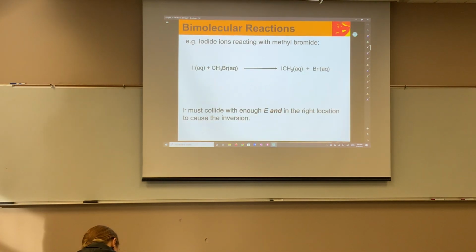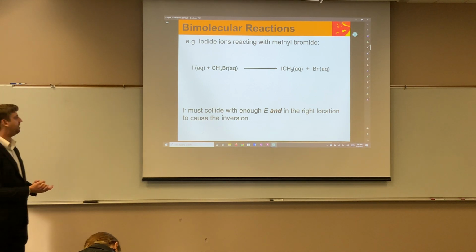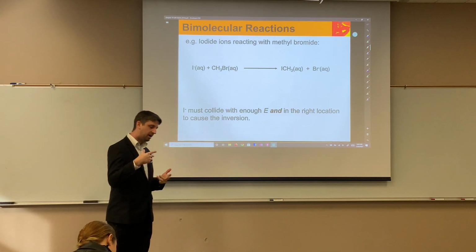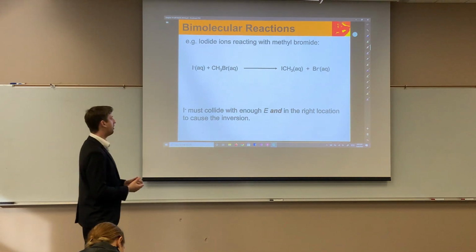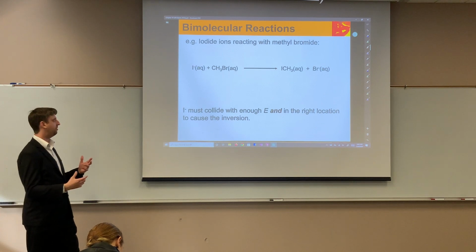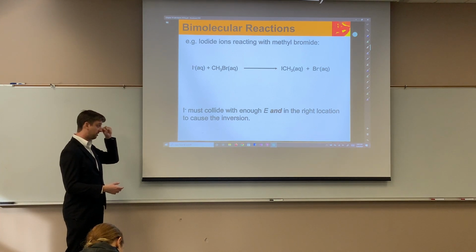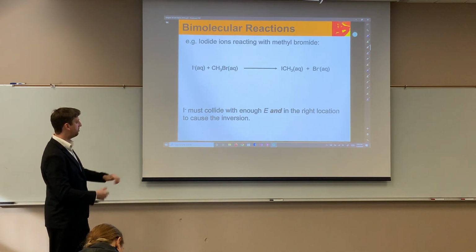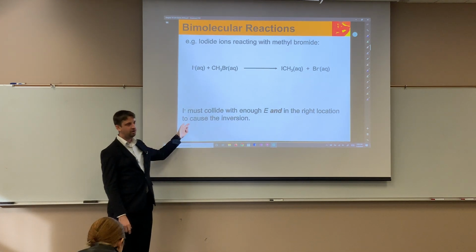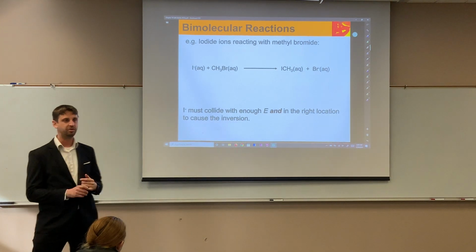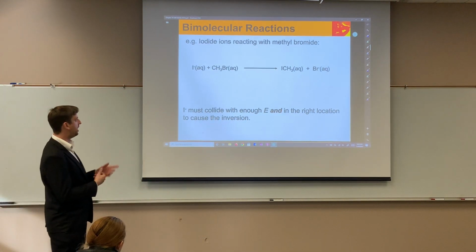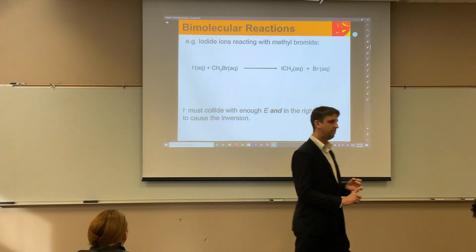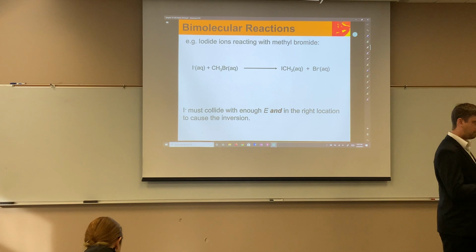So just for instance, we'll talk about this reaction here for a little bit. We have iodide reacting with methyl bromide, and we make methyl iodide and Br minus there, right? For this reaction to happen, and this is one of the first things you learn in organic, one thing we have to pay attention to is that the statement there at the bottom has to be true. The iodide has to collide with the methyl bromide with enough energy, at the right time, at the right speed, at the right location.